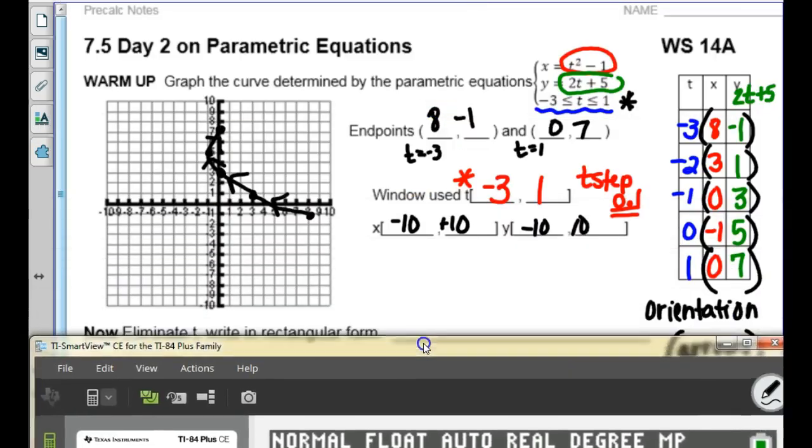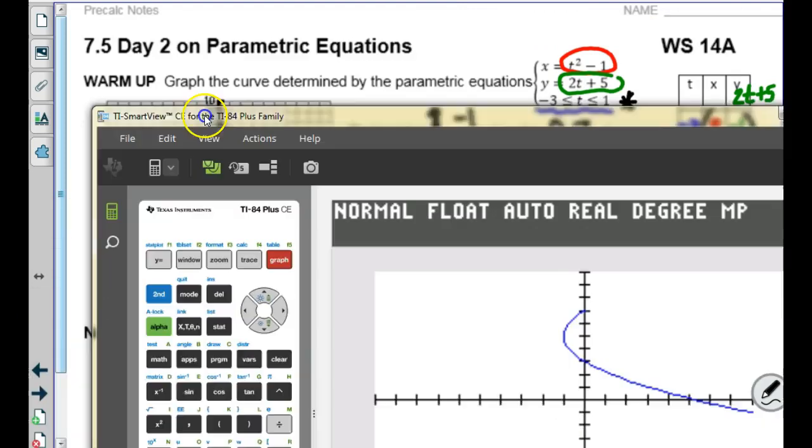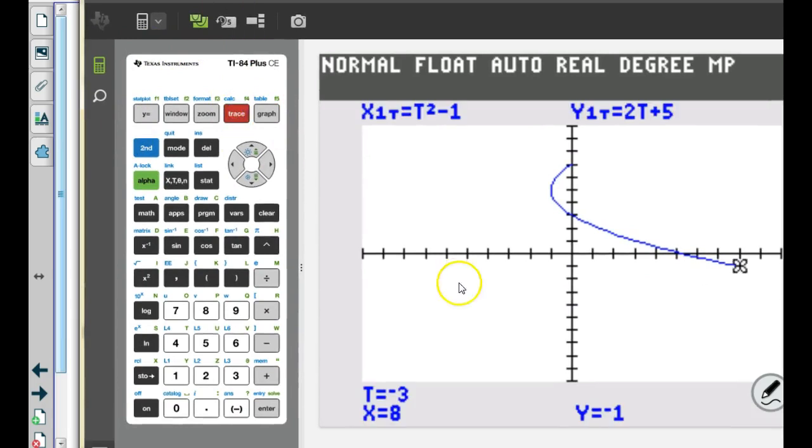This is what our graph looked like. Now, this business about eliminating, by the way, just real quick, let's review. If you trace, it will tell you starting at -3. This is one of the endpoints. And remember, the only thing we can do is move forward. So you have to arrow right only. And then it will end at the other endpoint. When t is 1, we have 0, 7.